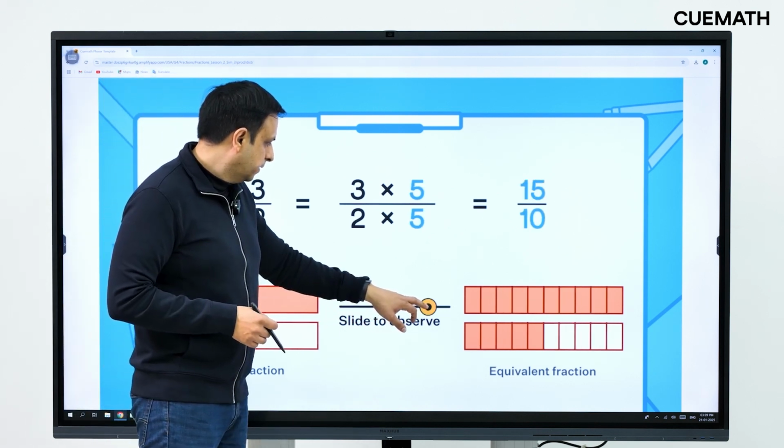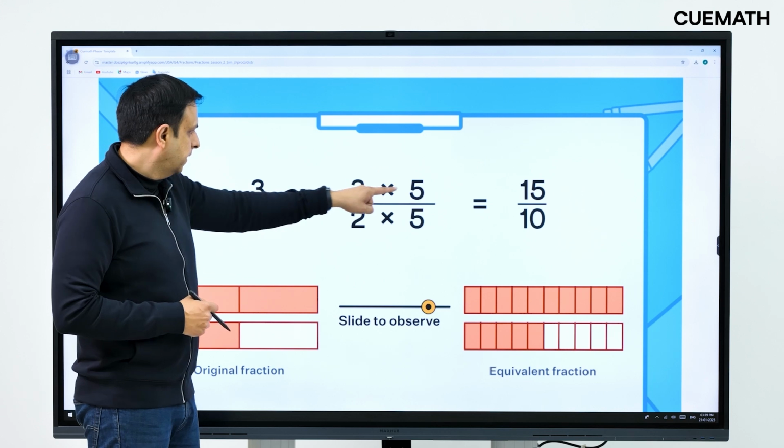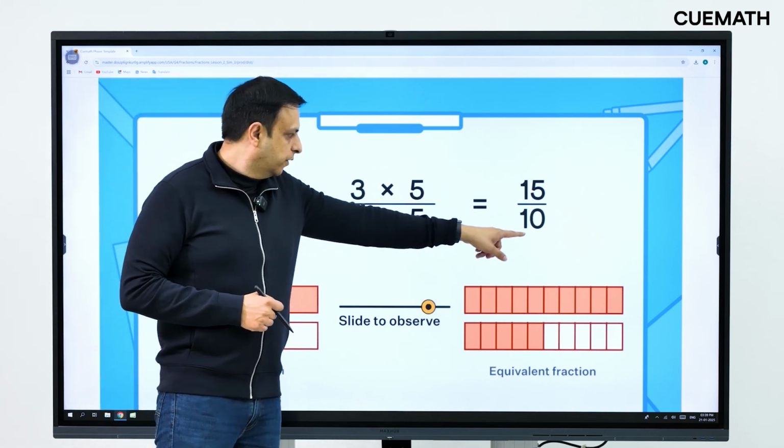Let's take maybe one more example. Let me set this to 5. So I'm multiplying above and below by 5. I get 15 over 10.